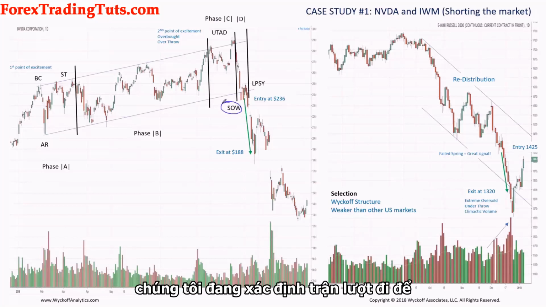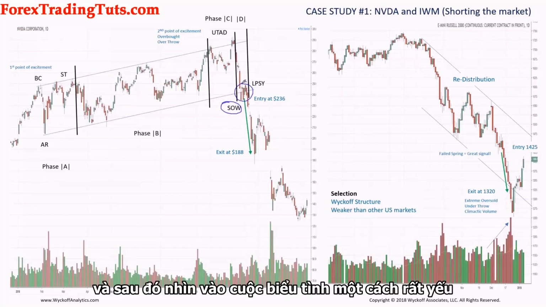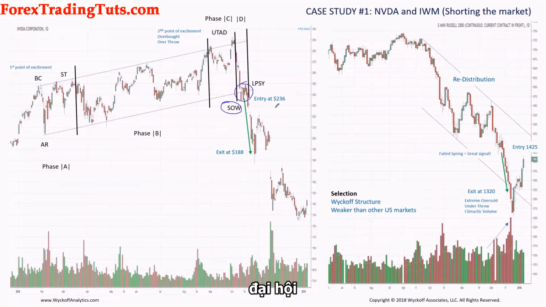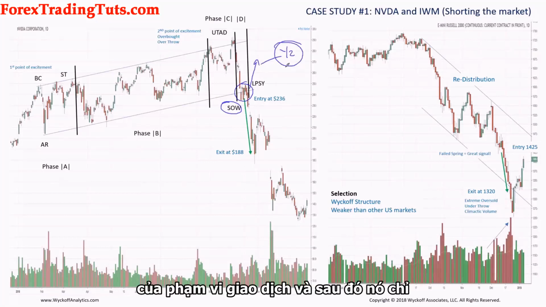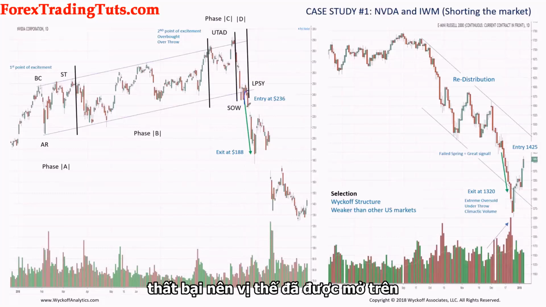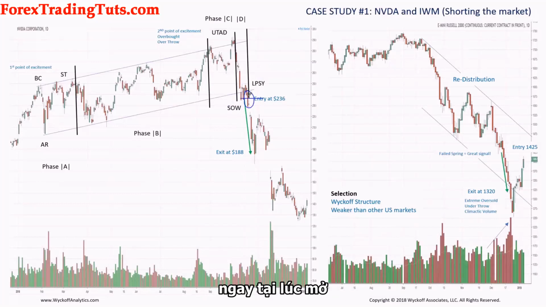We're identifying the first leg to the downside as a sign of weakness, and then look at the rally. A very weak rally. It cannot even come back to 1/2 of the trading range, and then it just fails. So the position was opened on this bar right at the open after the price went through the previous low, and it was an enjoyable trade just because it happened so fast.